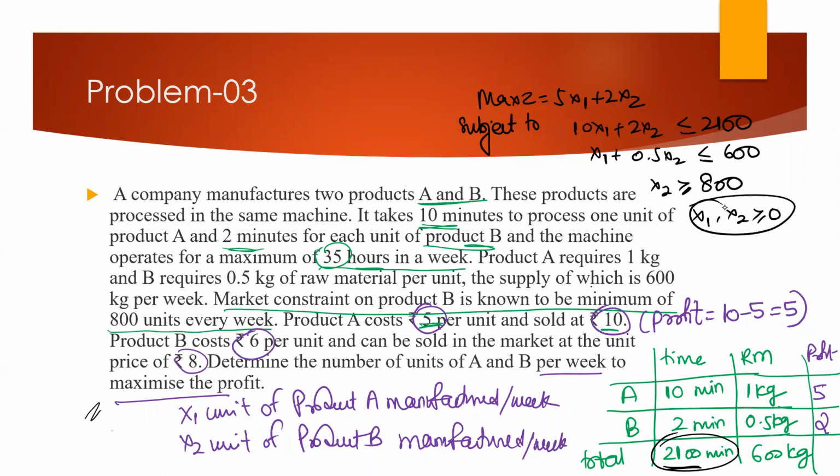Can you explain the subject to constraints once again? Which constraint? This one, the last constraint. What is given now is that the market constraint on product B is known to be a minimum of 800 units per week. So whenever it is written that there is a constraint on the market, that much is the demand in the market. When you're manufacturing B, you have to manufacture a minimum of 800 units. So x2 should be greater than or equal to 800.